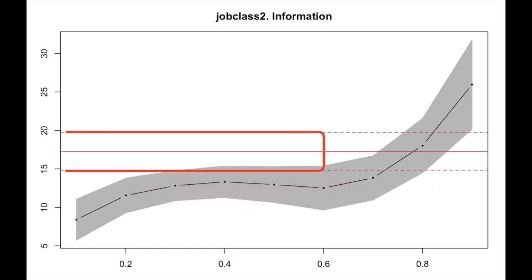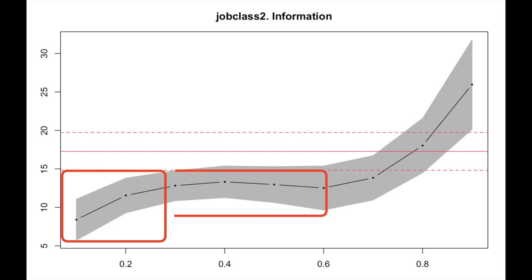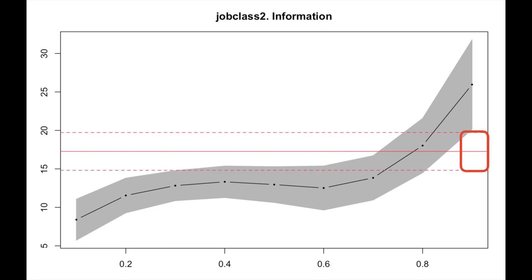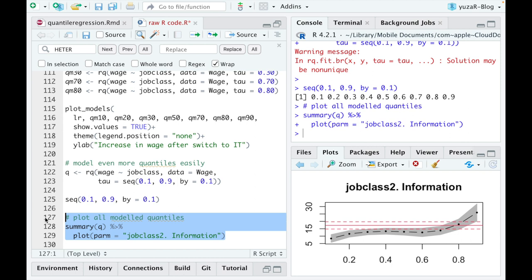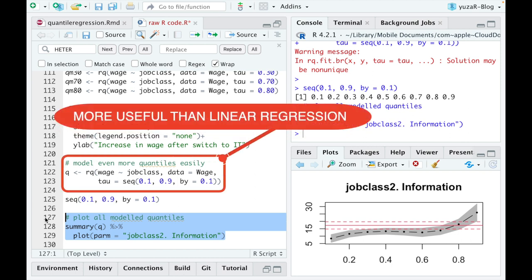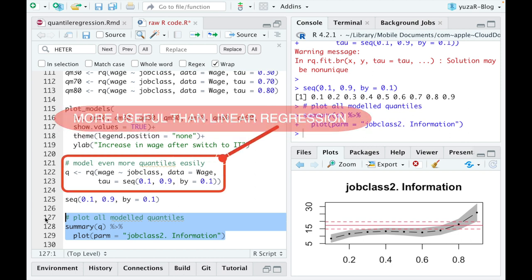So linear regression significantly overpromises the increase in salaries when you switch to IT for low and medium earners, if we ignore the very small overlap from 0.3 to 0.6 quantiles, significantly underestimates the increase in salary for top earners, while correctly describes the increase in salary for only a small part of workers with already relatively high salaries. So I think a univariable quantile regression is already much more useful than linear regression.